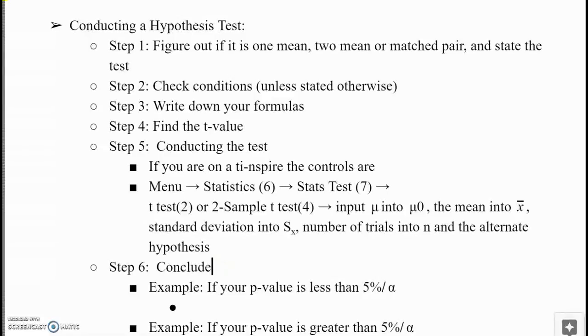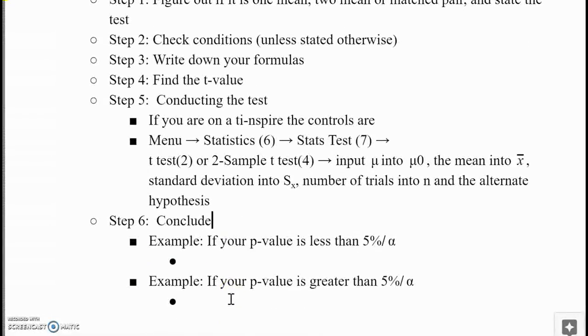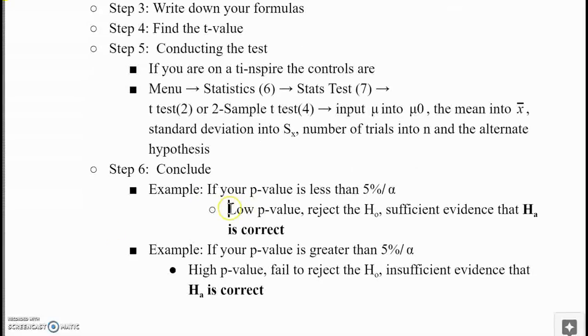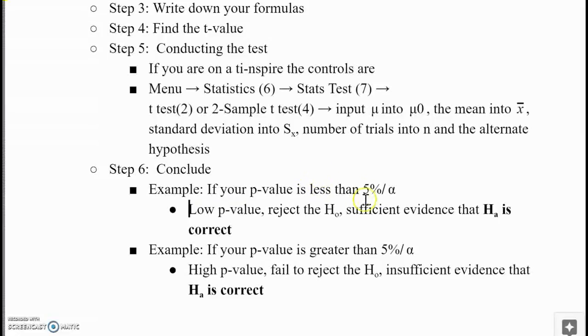So let's try it. You can test this yourself to see what would happen if your p-value is less than 5% and then the other one where it's greater than 5%. Pause and try it out for yourself. You got these two correct. If your p-value is less than 5%, or whatever alpha level they give you, it's a low p-value, so you'd reject your null, and there's sufficient evidence that your alternate hypothesis is correct. If your p-value is greater than 5%, it's a high p-value, you'd fail to reject the null, and there's insufficient evidence that the alternate is correct.